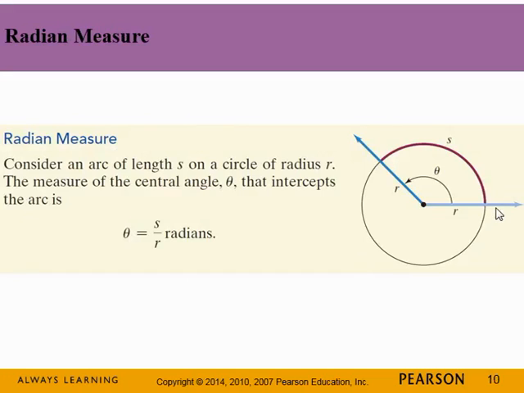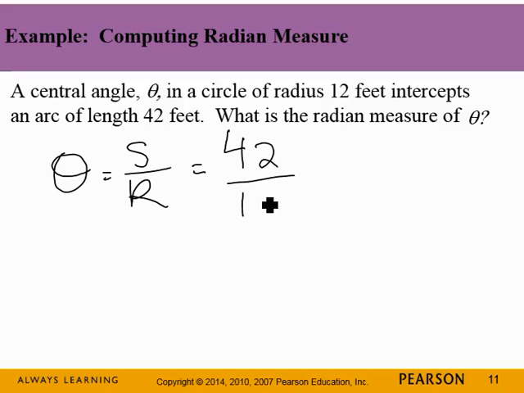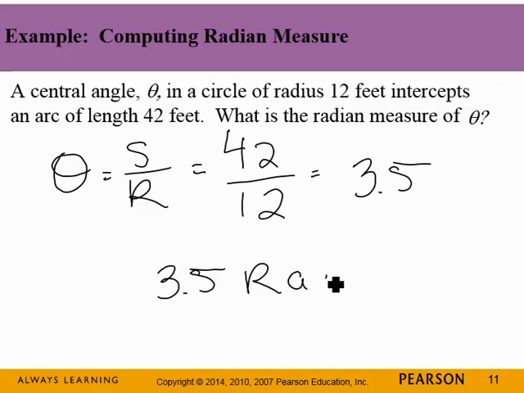So consider an arc length s and a radius r. The measure of your central angle theta is theta equals your arc length divided by your radius. For example, a central angle theta in a circle of radius 12 intercepts an arc of length 42 feet. What is the radian measure? Theta equals arc length over radius, so 42 divided by 12. That should be 3.5, so your radian measure is 3.5 radians.